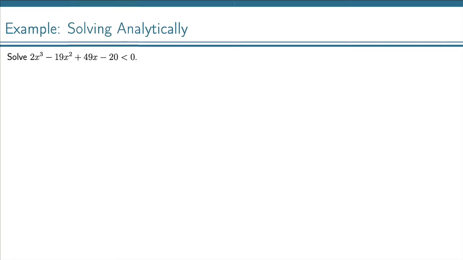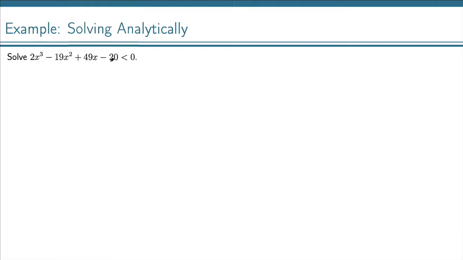Solve 2x cubed minus 19x squared plus 49x minus 20 is less than 0. So this is a pretty nasty inequality, but anytime we're solving a polynomial inequality, we're going to need to factor it. And so we're going to use the tools that we've learned about how to find the zeros of this polynomial, because if you can factor this by looking at it, that's pretty amazing.